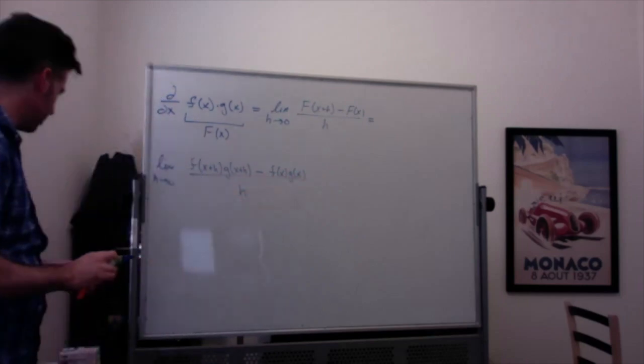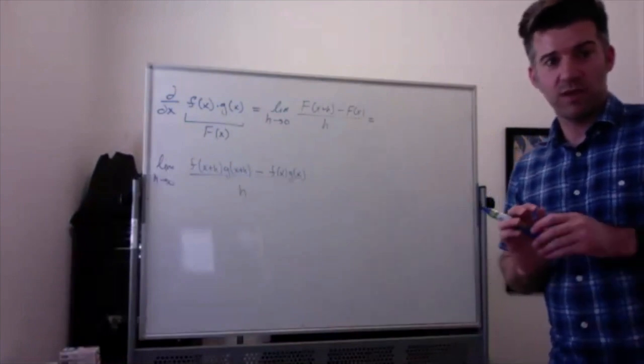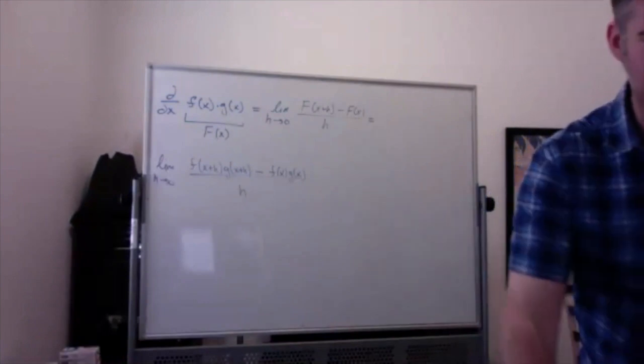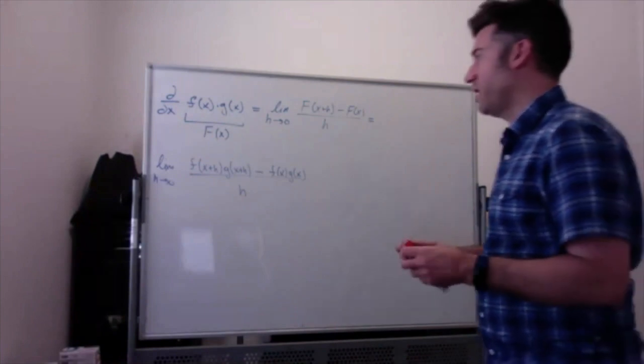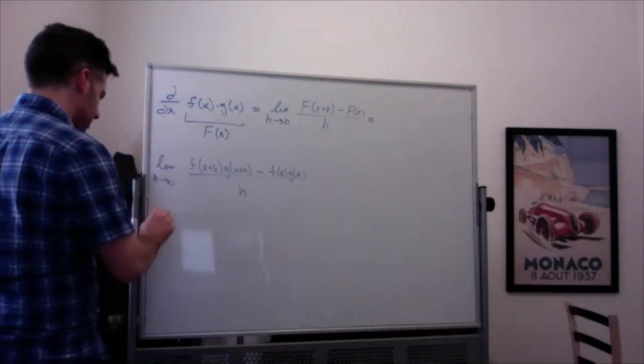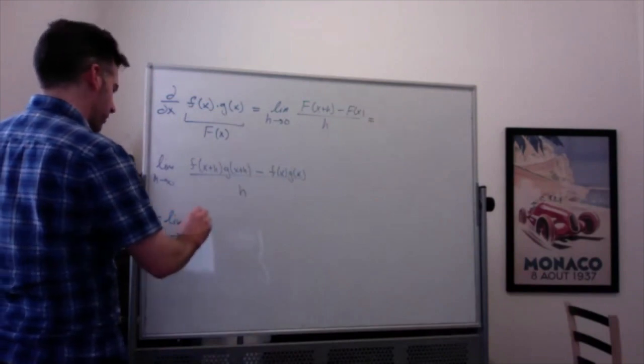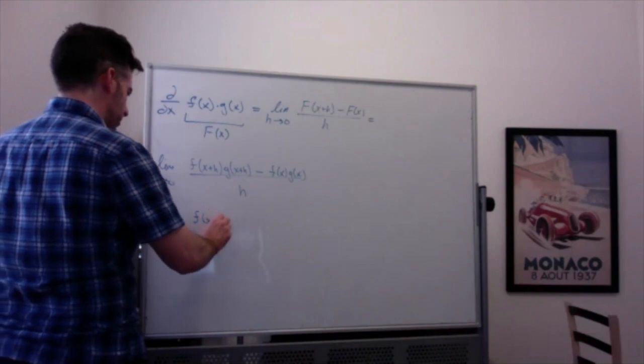I think my blue pen is starting to go. So then we do something tricky. We do something because we know what we want the answer to be. We're going to write this as, I think I have enough. Oh, let me see. So this is going to be the limit as h goes to 0 of the same thing.